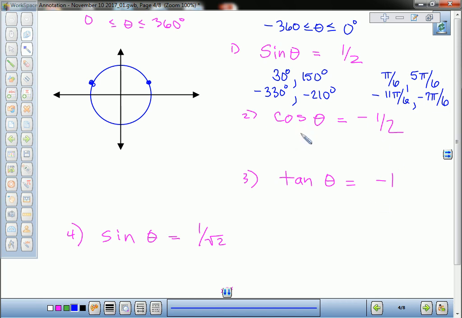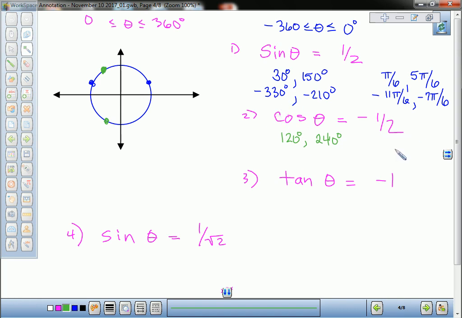So let's look at example 2. This is where cosine of theta is equal to negative 1/2. I'm going to change to green. Cosine of negative 1/2, that would be here and here. So that would be at 120 degrees and at 240 degrees. Awesome.